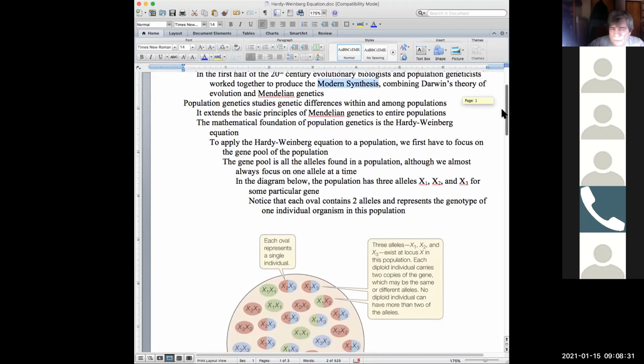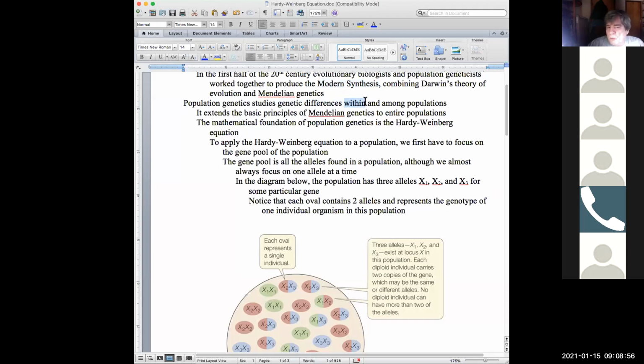So we haven't really talked about population genetics before. We talked about molecular genetics. We talked about Mendelian genetics, things that follow Mendel's principles. We talked about non-Mendelian genetics, things like X-linked characteristics that don't follow Mendel's rules. Population genetics studies genetic differences. Now, it studies two types of genetic differences.